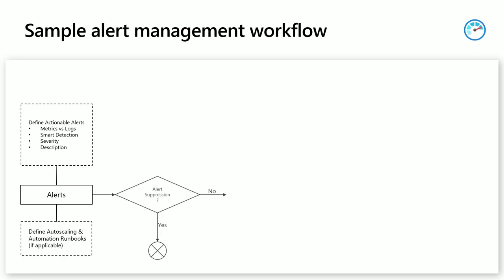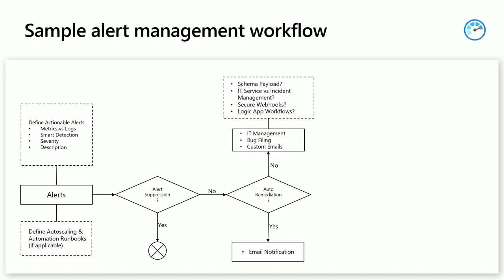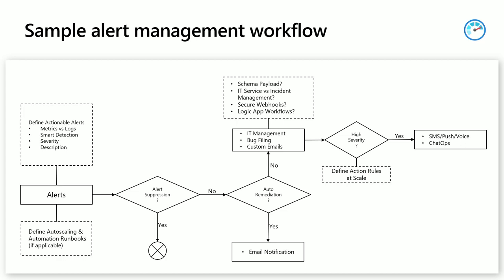Then your logic says, is an alert suppression window in practice? If there is no suppression, we'll move ahead. If it was auto-remediated, maybe just send me an email notification so I know something happened. But if there was no auto-remediation, what do I do? All the integrations that I talked about before come into the picture here. You can send it to ServiceNow, you can send it to PagerDuty, you can file a bug, create a custom email, whatever you are interested in. And then for high severity alerts, maybe as a policy, you can define an action rule and say that for Sev0 alerts, I want a voice call or a push notification, or maybe a notification on my Slack channel. So let's see that in an example.